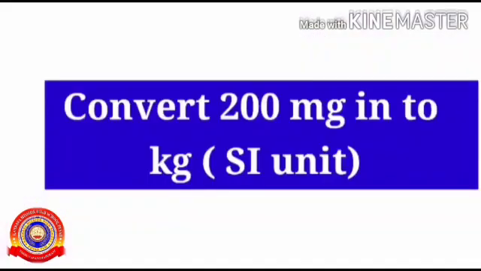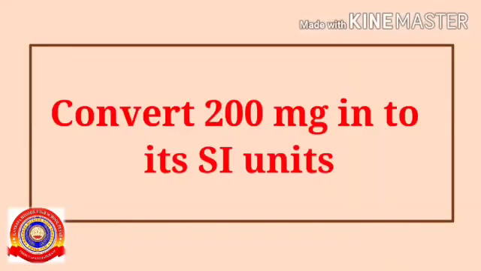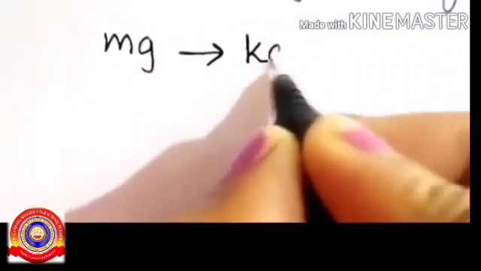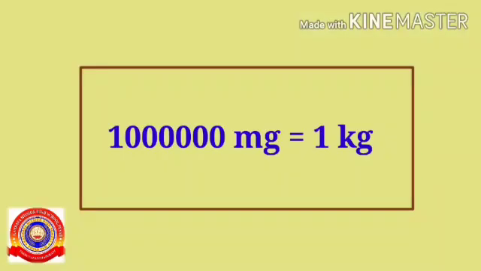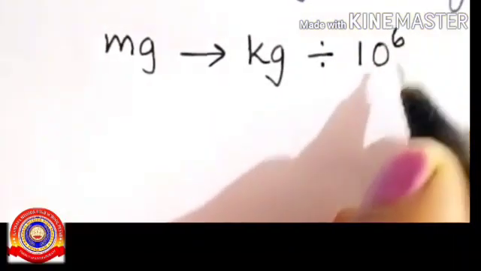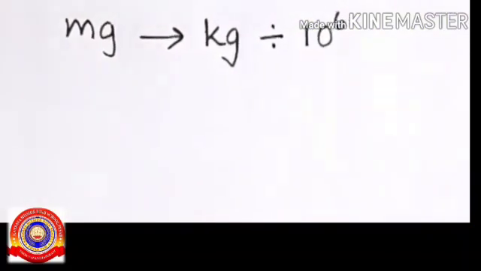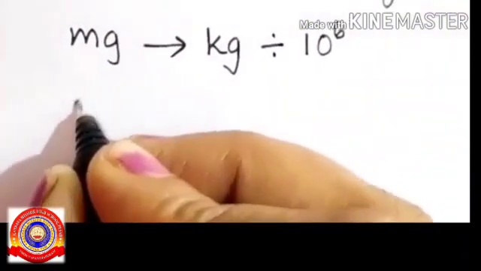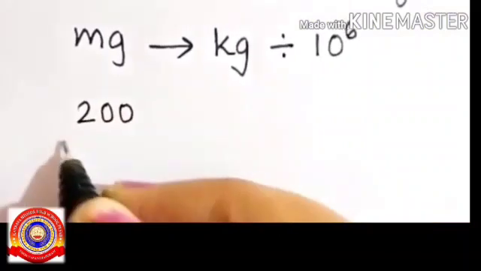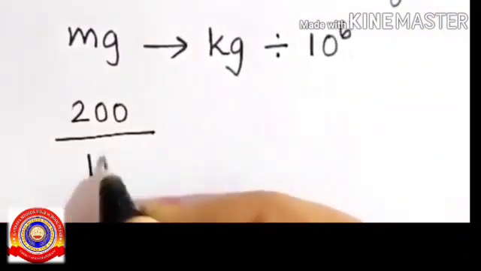The next question, convert 200 milligram into kilogram. Or the question might be, convert into SI unit. From milligram, you can identify it is the unit of mass. Then you have to find the relation between milligram and kilogram. We know 10 raised to 6 milligram equal to 1 kilogram. So to convert milligram to kilogram, divide by 10 raised to 6. So 200 divided by 10 raised to 6.